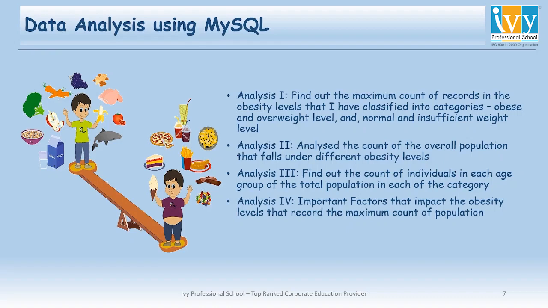My third analysis will be to see the count of individuals in each of the obesity levels based on the 8 age group intervals that I have already discussed. And lastly, I would like to see the impact of the important attributes that I have listed out for my study on the obesity and overweight levels of the population.